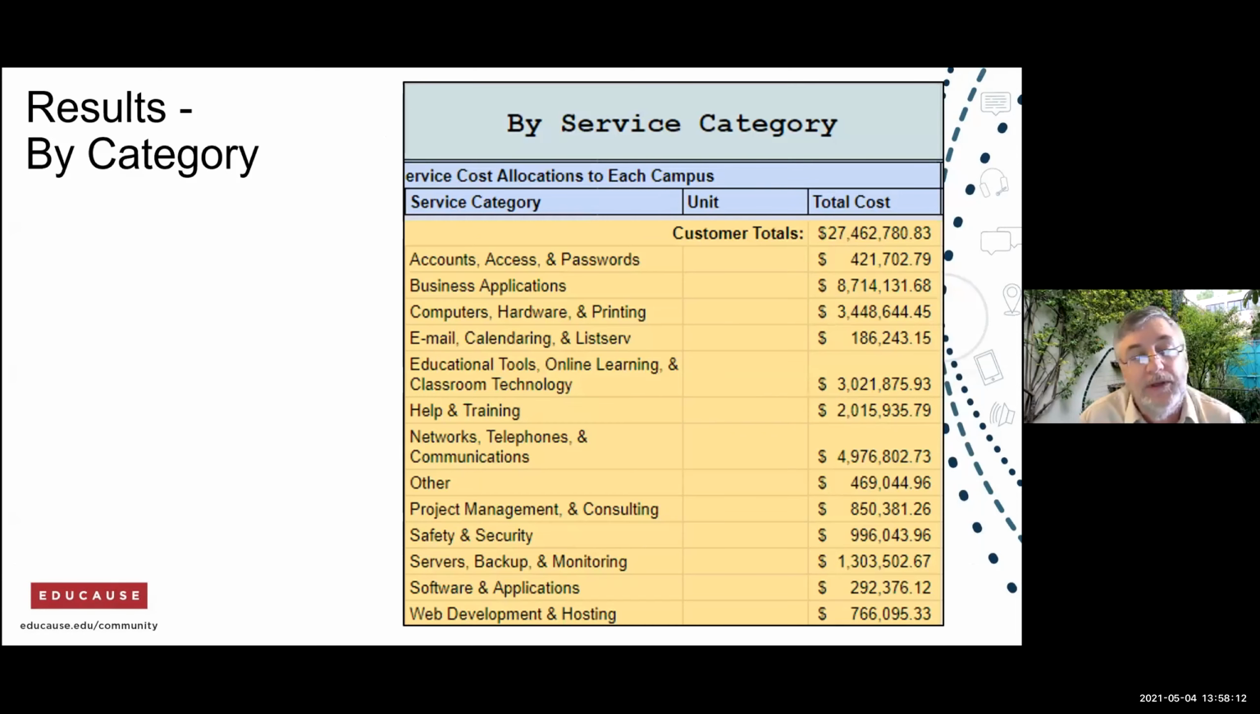We also get category totals. We see the total cost of services rolled up by each service category, such as business applications or educational tools.